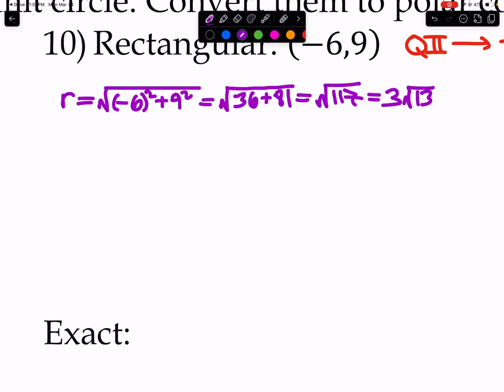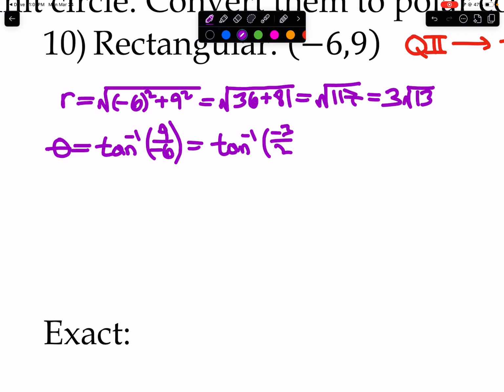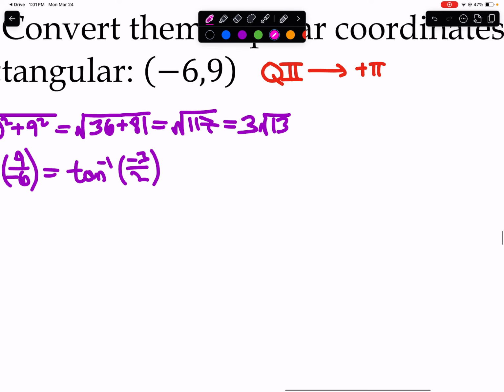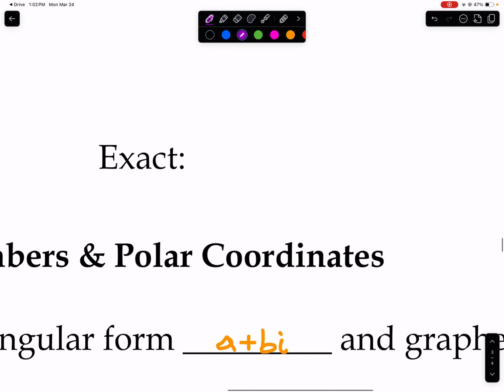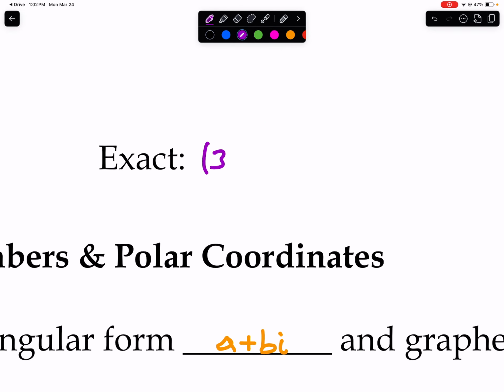So that would be your r value, and then your theta value. Now we're going to look at inverse tangent of 9 over negative 6, which simplifies to inverse tangent of negative 3 halves, which, once again, is not in the unit circle. However, because we are in quadrant 2, I do need to add pi. So for your final coordinate in exact form, we're going to have 3 root 13, comma, inverse tangent of negative 3 halves, plus pi.